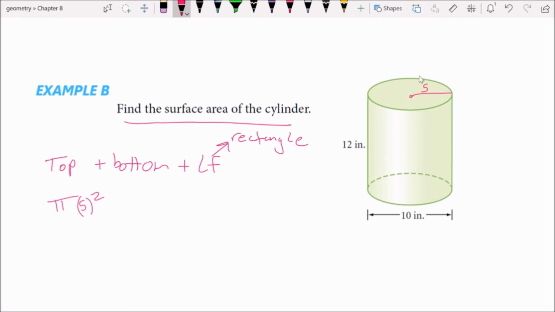Now notice, the top and the bottom of the cylinder are the same shape. So there's 2 of these. So I'm going to multiply it by 2. So we have top and bottom encompassed right here.